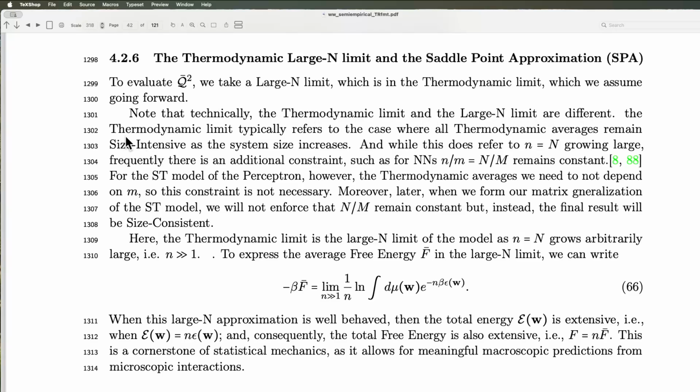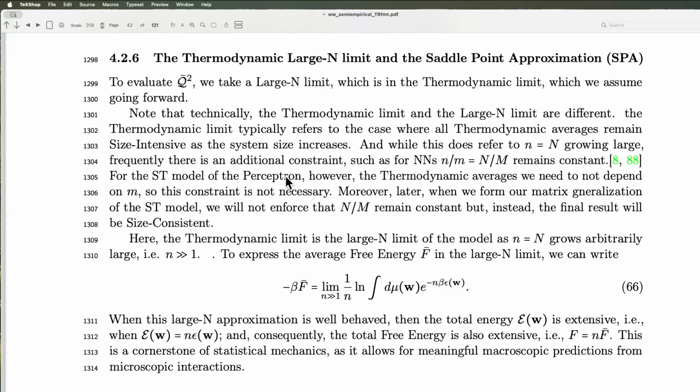The thermodynamic limit typically refers to the case where all thermodynamic averages remain size intensive as the system size increases. While this does refer to N growing large, frequently there's an additional constraint, such as for neural networks, that N over M remains constant. I talked about this a little earlier. This is called the load, N over M, which would typically remain constant. We're not doing that.